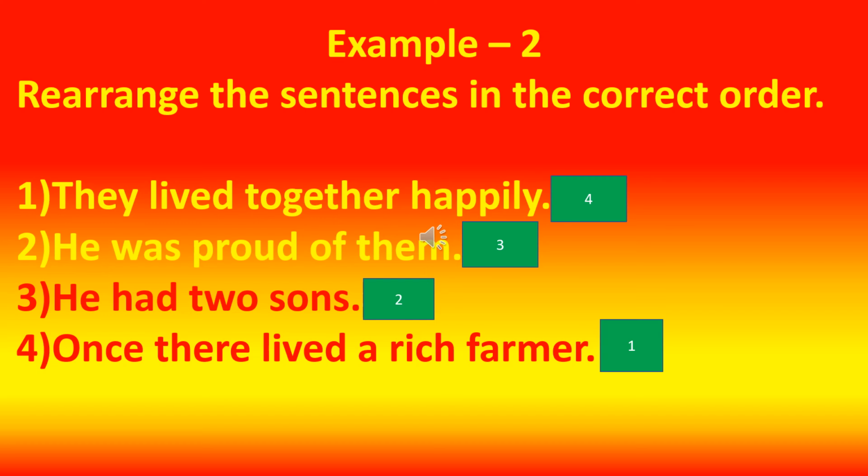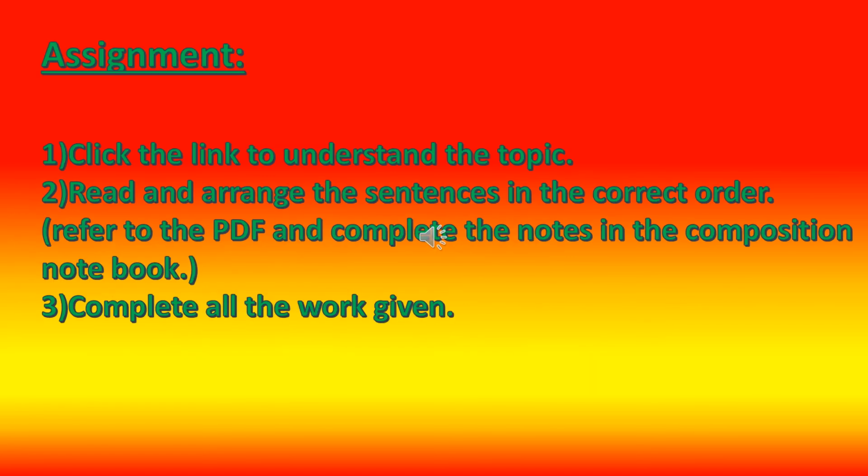The third sentence will be, he was proud of them. And the fourth sentence will be, they lived happily together. So these are the rearranged sentences. Okay, students, this is example 2 of reordering by numbering the correct order of the sentences in the box that is provided. Click the link to understand the topic.